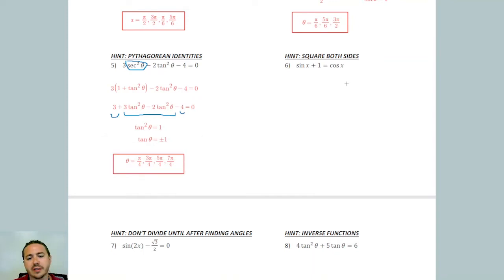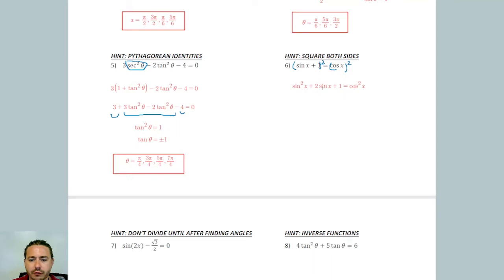Number 6 is kind of similar to one that we did in the notes, where we need to square both sides. When I do that, what I get is sine squared x plus 2 sine x plus 1 equals cosine squared x. Again, I'm getting that from squaring both sides. I'm squaring this side, and I'm squaring this side.